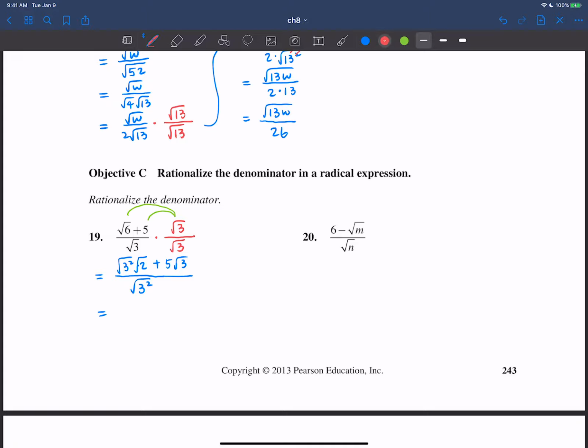Now let's simplify it. Cross out inverse operations in our expression and write down what's left. On the top, we have 3 radical 2 plus 5 radical 3. On the bottom, we have 3. And that is our final answer to number 19.